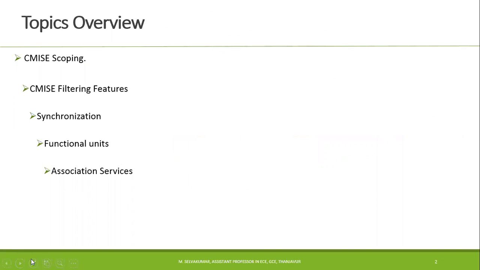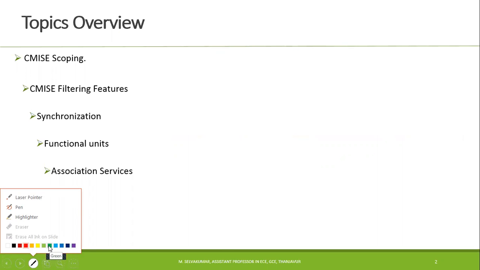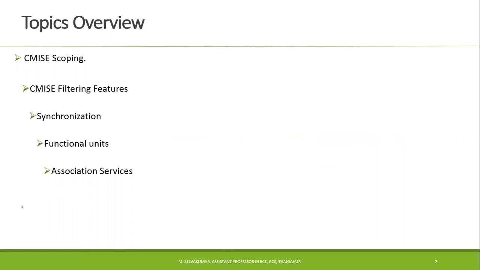Today I am going to discuss the topics in Unit Two: CMIS scoping, Common Management Information Service Element scoping, the Common Management Information Service filtering feature, synchronization, CMIS synchronization, functional unit, and association service.